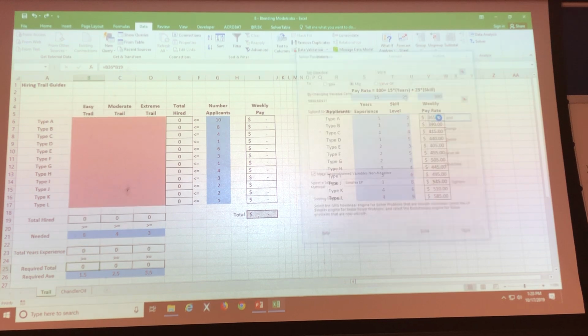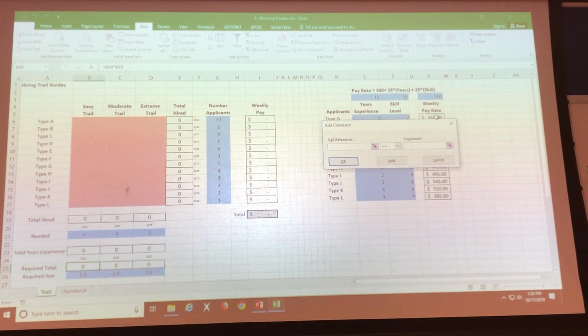We add constraints that say what? Total hired is less than or equal to the number of applicants. So the total hired of each type has to be less than or equal to the applicants that came in for each of those types. And so that's E6 to E17, less than or equal to G6 to G17.